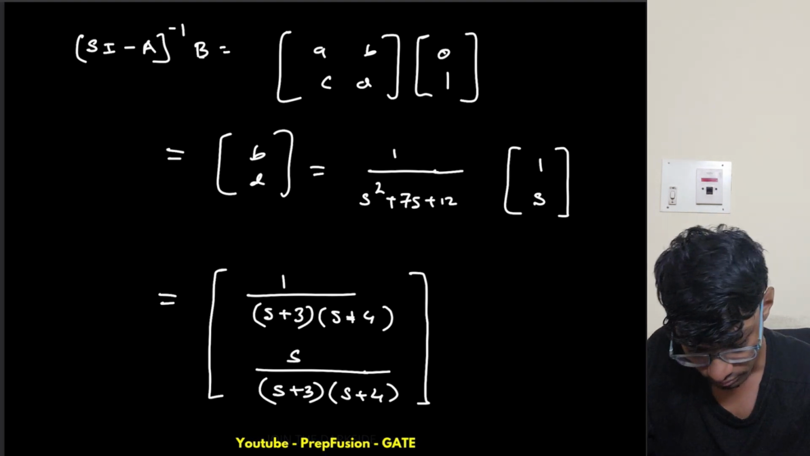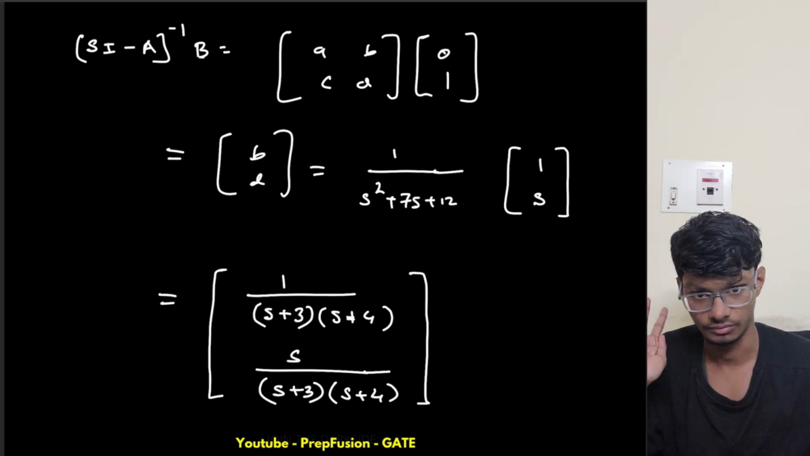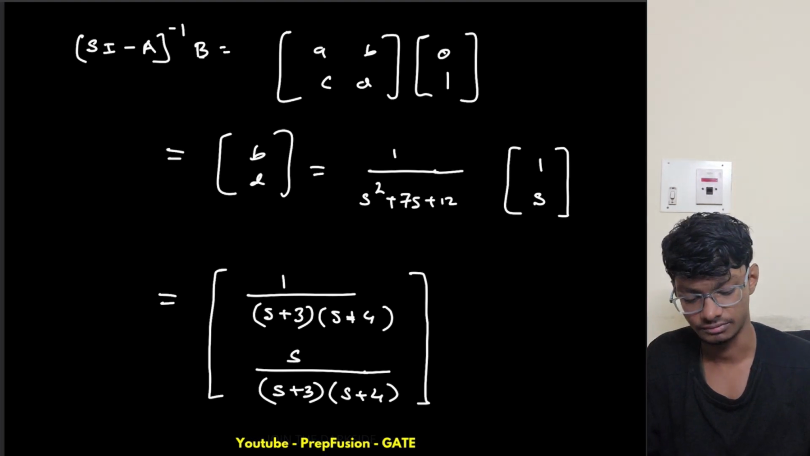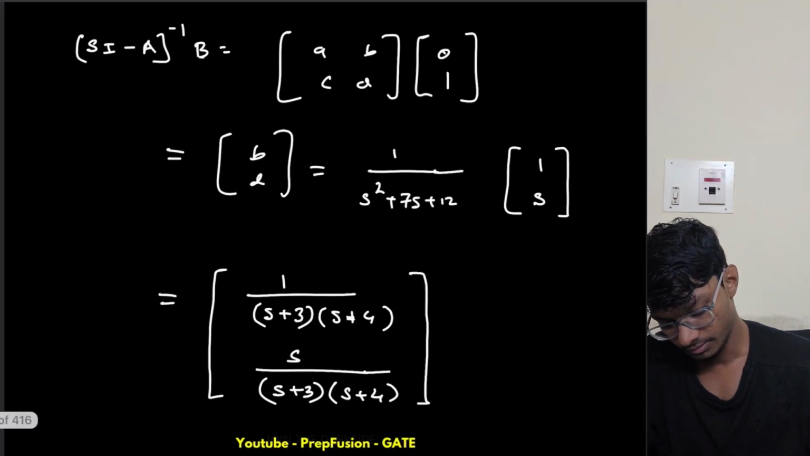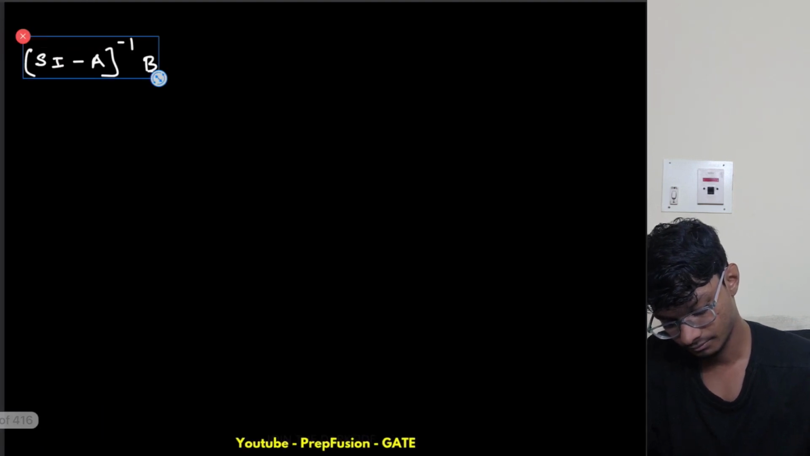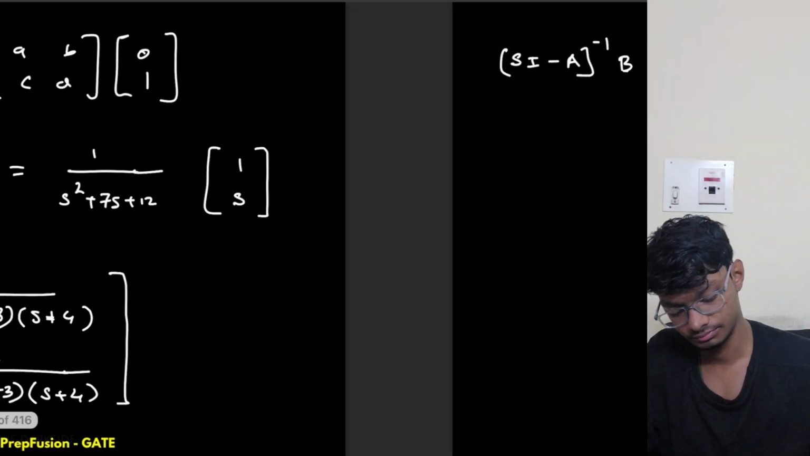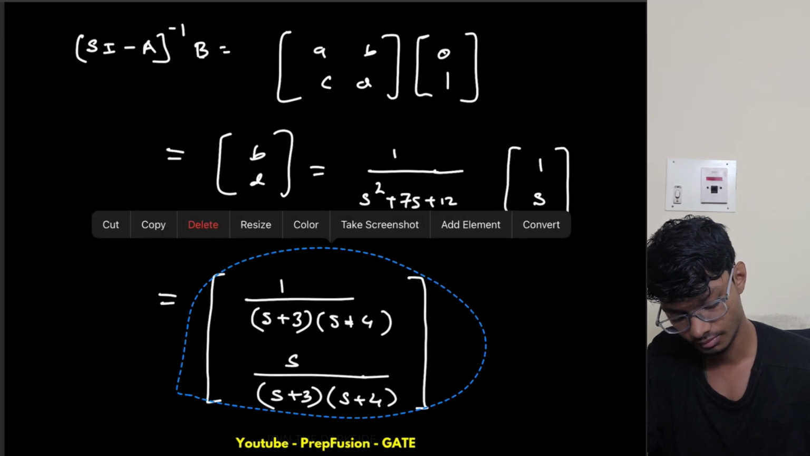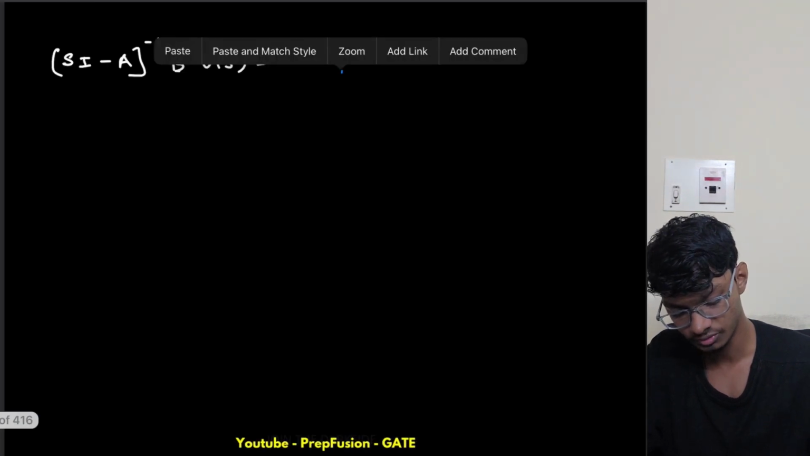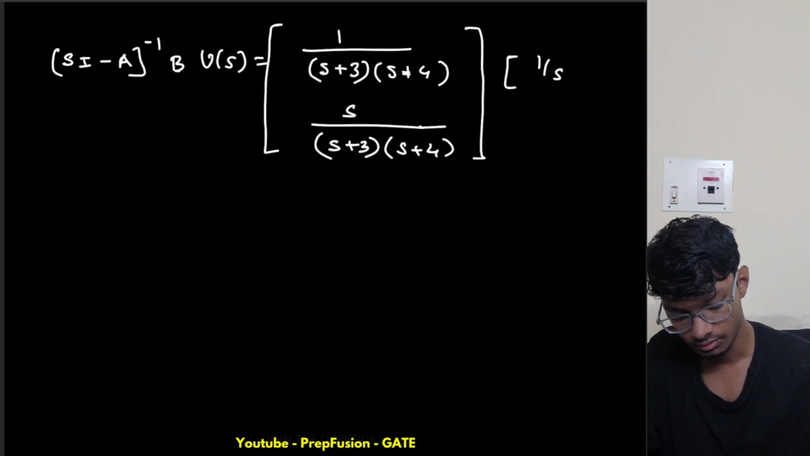Like this I am finding the second term. The first term is easy to find. No worries, I will just find the state transition matrix, and from there I will find it. Now I have to multiply this with u of s also. U of s is, let me copy this, only a single input, that is 1 over s. Nothing is specified, so we'll obviously assume a single input, 1 over s.